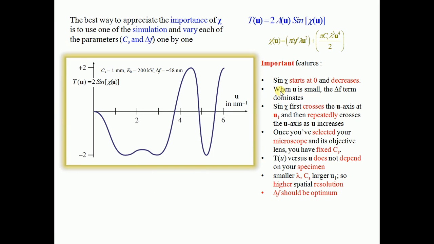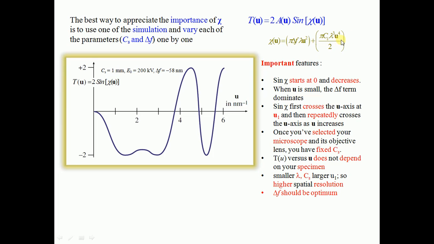So this is the best way to appreciate the importance of χ, is it not? Because T is equal to 2 sine χ. I define this as chi. Chi is given by π Δf λ u squared plus Cs λ u. For various lambdas, you would have to tune the potential, but we cannot vary the potential; you just keep one potential. So lambda is fixed, pi is constant. Then u is the parameter of your unit cell, or what you can say lattice, so that also can be changed.